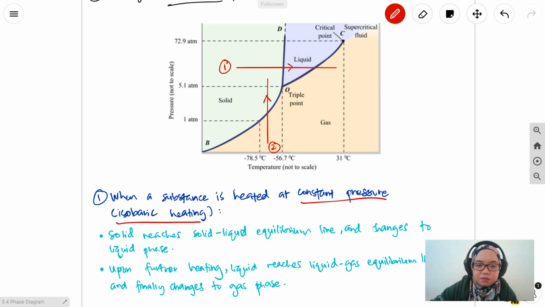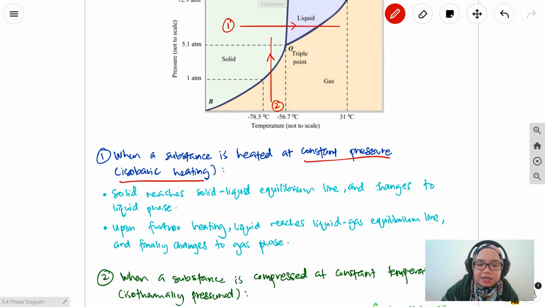Okay. So dekat sini, kalau kita tengok nombor satu, daripada solid ke liquid ke gas phase. Okay, if you look at here, dia kata kat sini, when a substance is heated at constant pressure, okay, constant pressure tapi temperature increase kan, solid reaches solid liquid equilibrium line. So solid reaches solid liquid equilibrium line and changes to liquid phase. Okay. Bila dekat liquid phase, upon further heating, liquid will reach the liquid gas equilibrium line and finally change into gas phase. Okay, ni yang pertama.